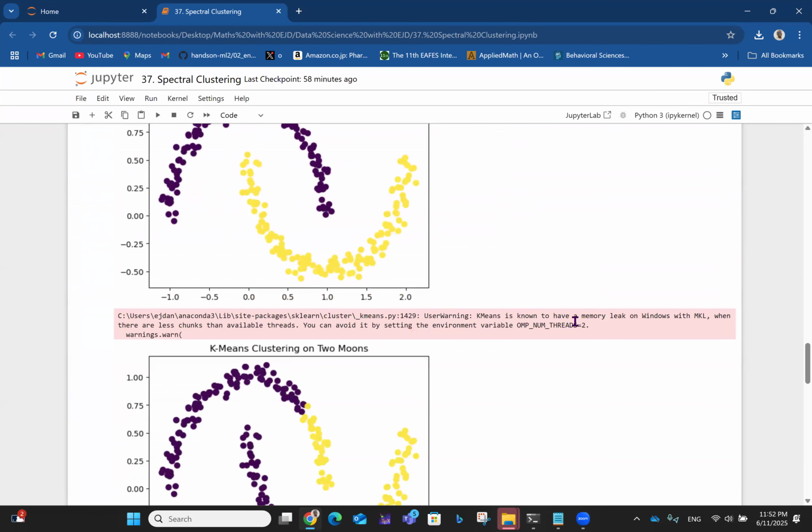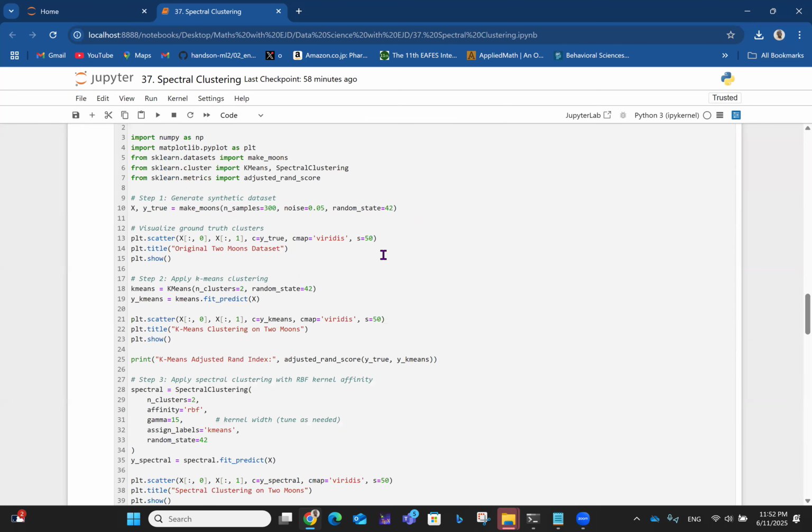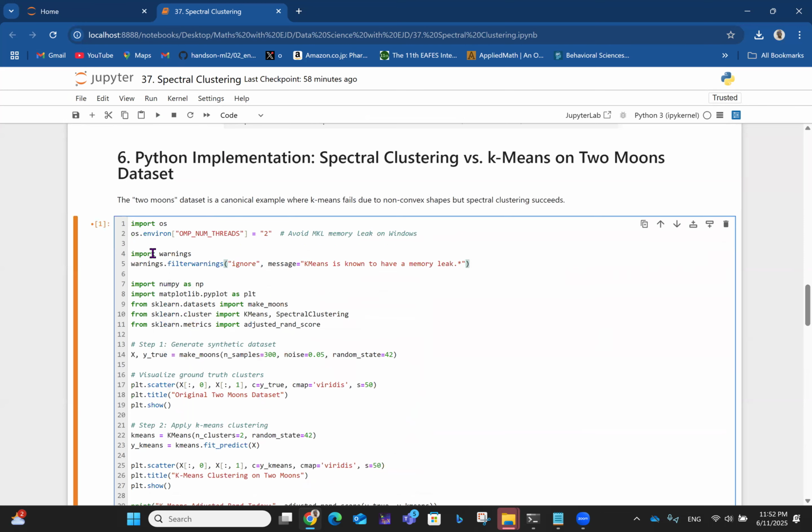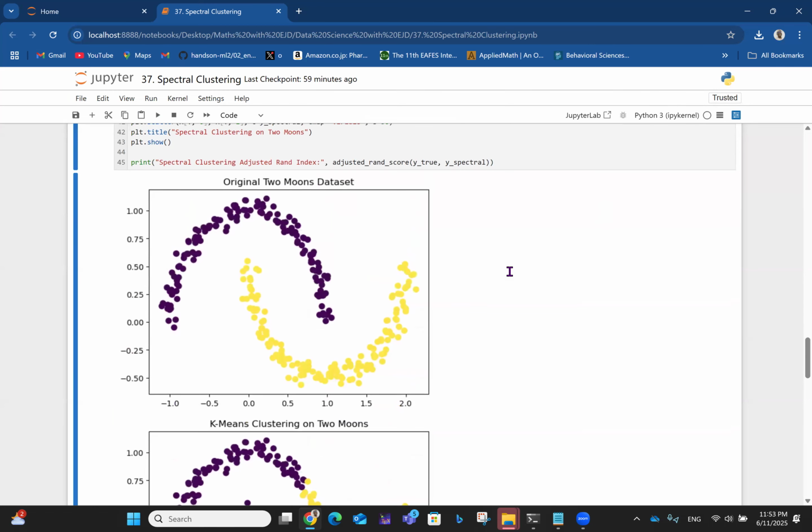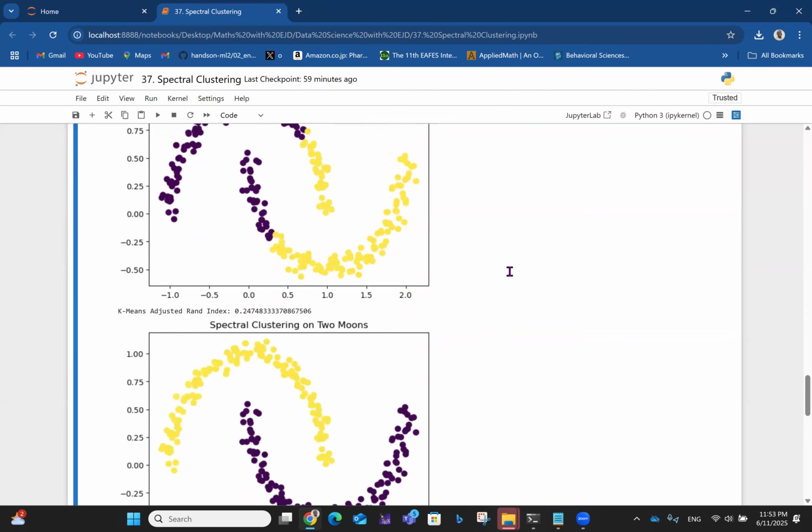So you can see some errors here. K-means is known to have a memory leak on Windows with MKL where there are fewer chunks than available threads. You can avoid it by setting the environment variable OMP_NUM_THREADS equals to. That's exactly what these 5 lines are for. So we say os.environ OMP_NUM_THREADS equals to, and we also import warnings and filter the warnings. We don't want the warnings to show. That's why we put that. So you see, once I put that in, the warnings are gone.